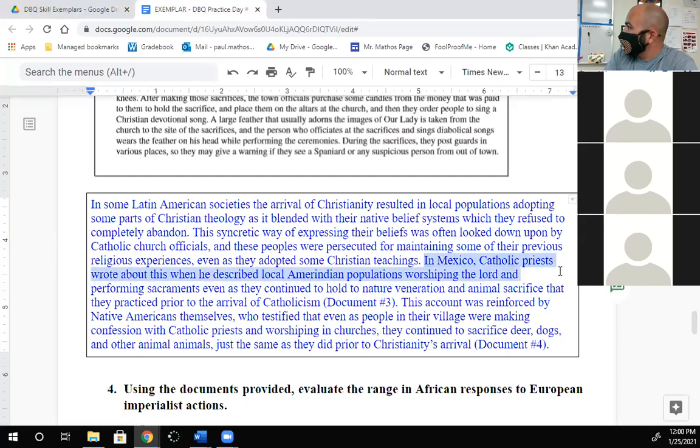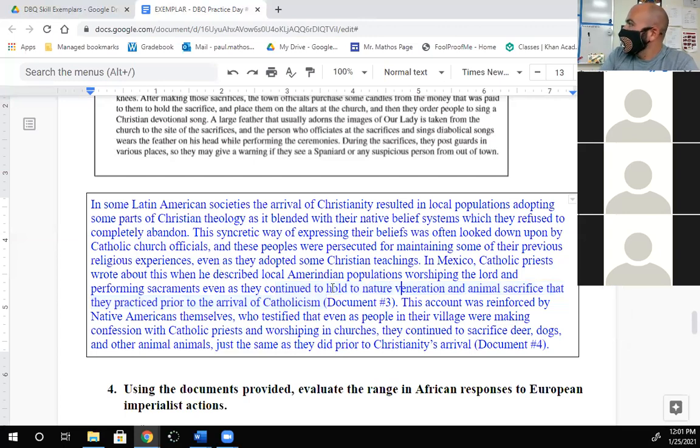My support for it. In Mexico, a Catholic priest wrote about this when he described local Amerindian populations worshiping the Lord and performing sacraments, even as they continued to hold nature veneration and animal sacrifice prior to the arrival of Catholicism. So it seems like they're sitting there doing all the Christian stuff. In nomine Patri, Filio, Spiritus Sancti, while cutting a goat's neck. Well, y'all never heard that before? That's like the old school way. In the name of the Father, Holy, but in nomine Patri, Father. Yeah.